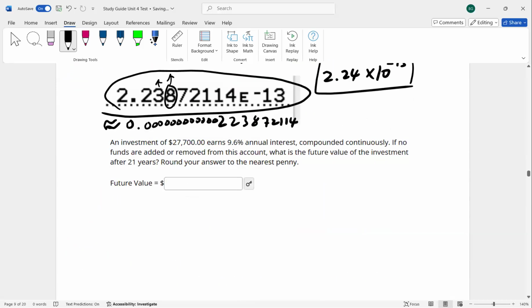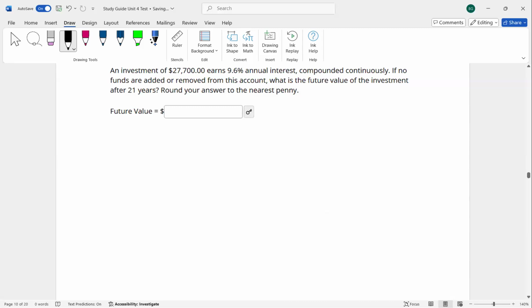Question number 10. An investment of $27,700 earns 9.6% annual interest, compounded continuously. If no funds are added or removed from this account, what is the future value of the investment after 21 years? Round your answer to the nearest penny.